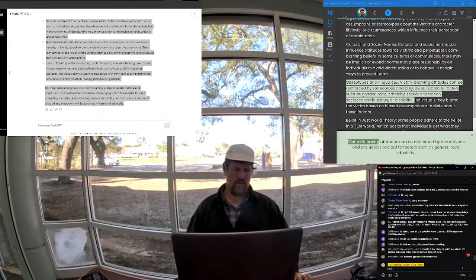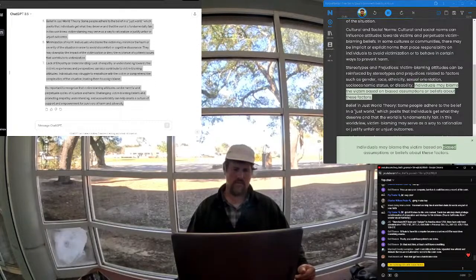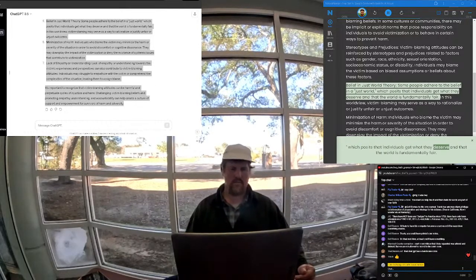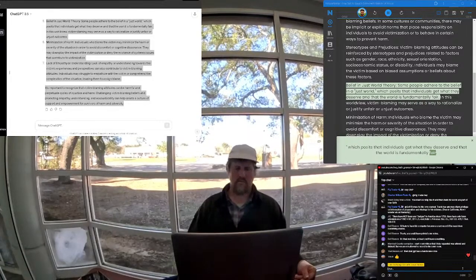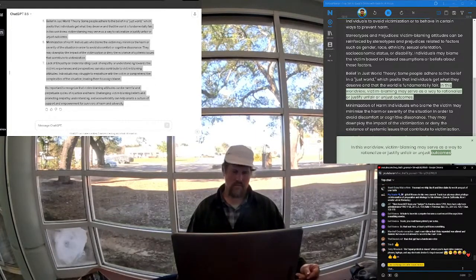Stereotypes and prejudices. Victim-blaming attitudes can be reinforced by stereotypes and prejudices related to factors such as gender, race, ethnicity, sexual orientation, socioeconomic status, or disability. Individuals may blame the victim based on biased assumptions or beliefs about these factors. Belief in just world theory. Some people adhere to the belief in a just world, which posits that individuals get what they deserve and that the world is fundamentally fair. In this worldview, victim blaming may serve as a way to rationalize or justify unfair or unjust outcomes.